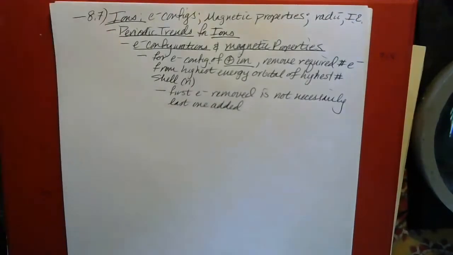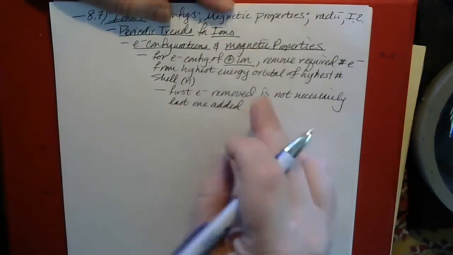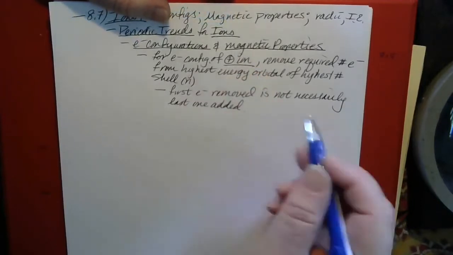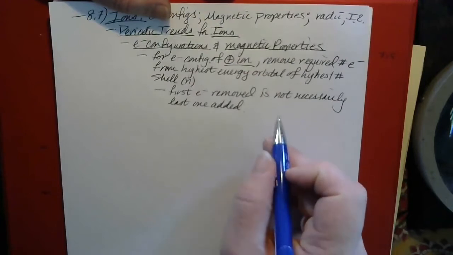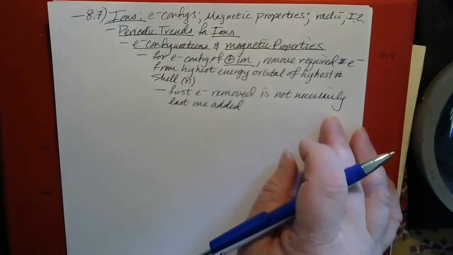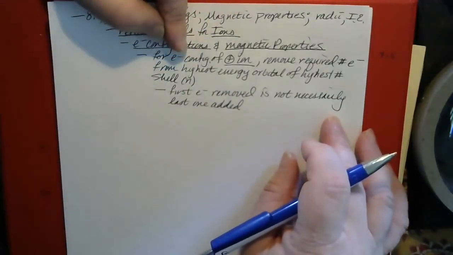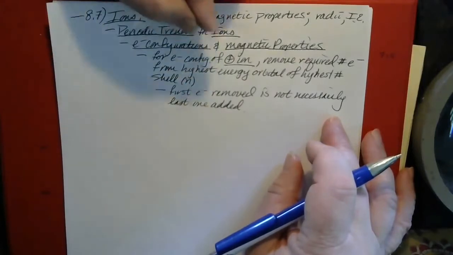So the way we normally form the electron configuration for a positive ion is that you write out the electron configuration for the neutral atom and then decide which electrons you need to remove. And like I said, the first ones that you remove will come from the highest energy orbital of the highest numbered shell.